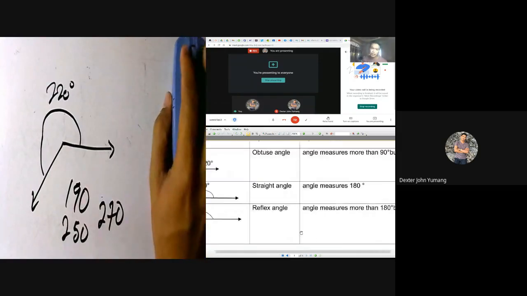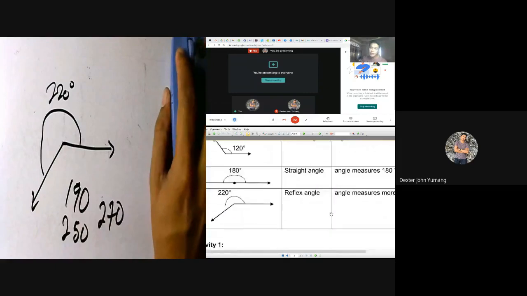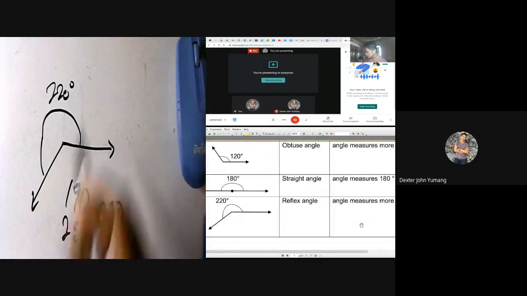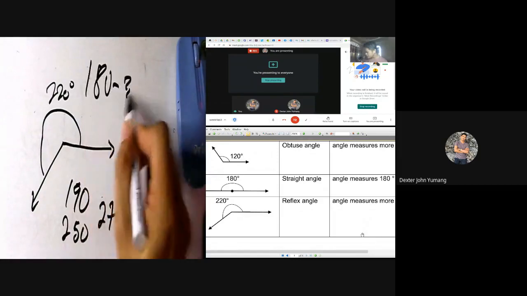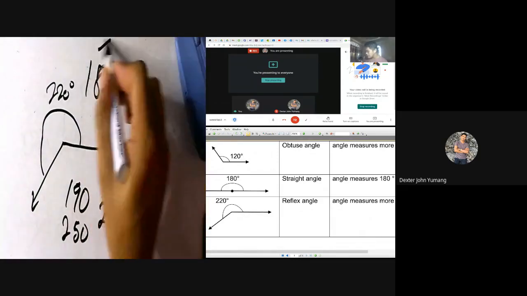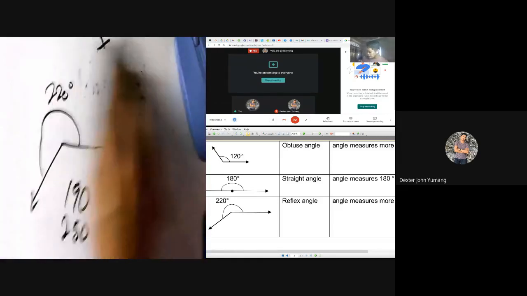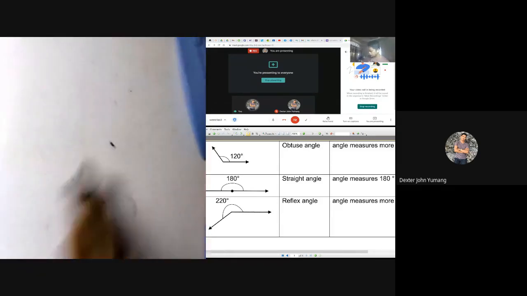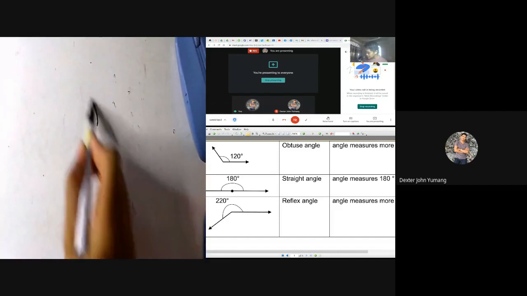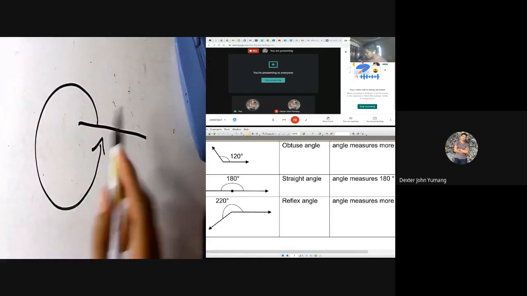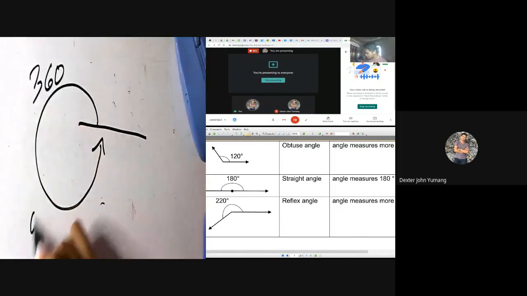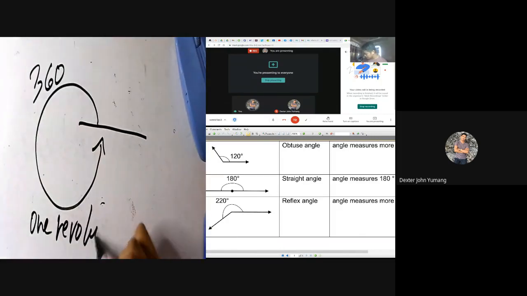Okay, meron bang condition sa reflex angle? Yes, meron siyang condition. It should be less than 360. Take note, 180 up to 360 lamang po. Okay, kasali ba si 180? No. Kasali ba si 360? No. So ano naman ang tawag kapag 360? That is what you call one revolution. Okay? I don't know why it is not included here in the example that we have, but a 360-degree angle is called one revolution. In other words, isa siyang buong circle. Okay?